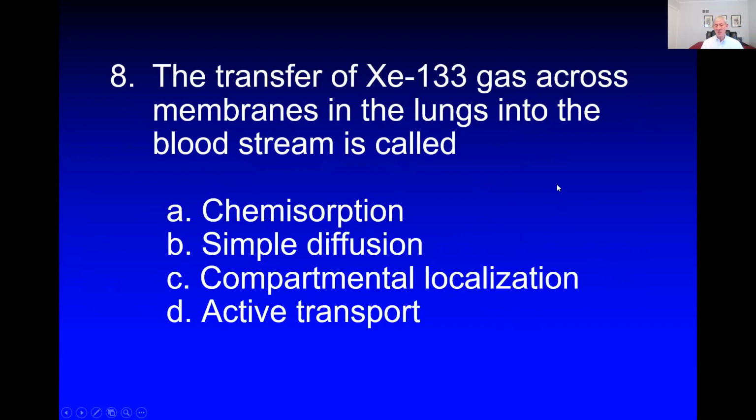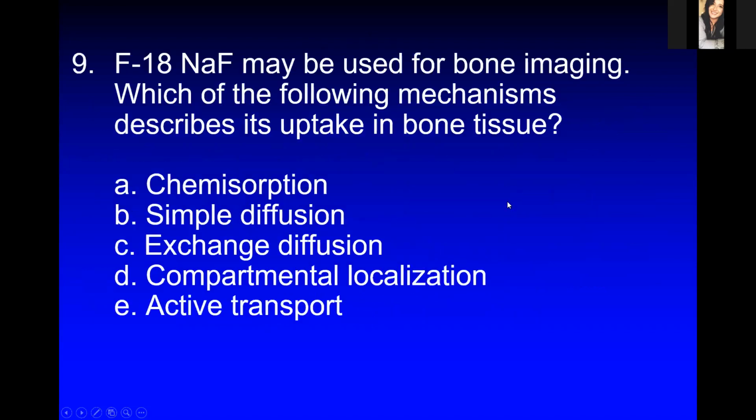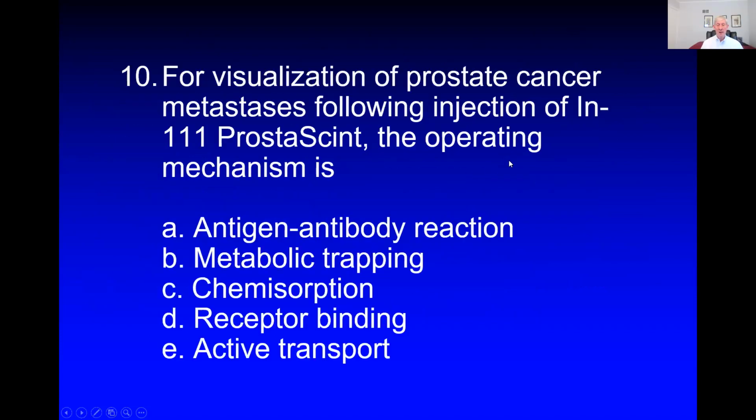Transfer of xenon across membranes in the lungs and into the bloodstream is called B, simple diffusion. Sodium fluoride, why does that go to bone tissue? What's the mechanism? C, exchange diffusion. Remember that fluoride exchanges with the hydroxide. For visualization of prostate cancer, we use indium prostascint. What's the mechanism involved? A, this is an antibody.